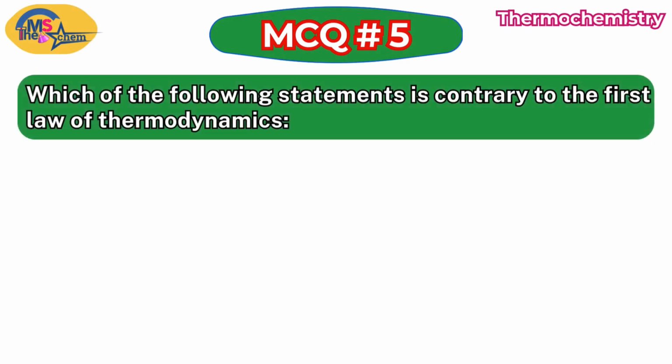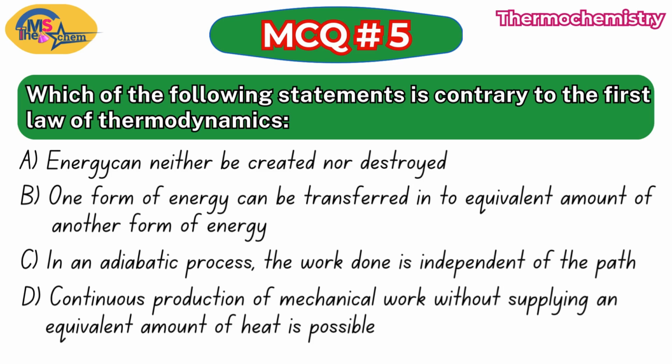And now question 5 is, which of the following statements is contrary to the first law of thermodynamics? Option A is energy can neither be created nor destroyed. And option B is one form of energy can be transferred into an equivalent amount of another form of the energy.